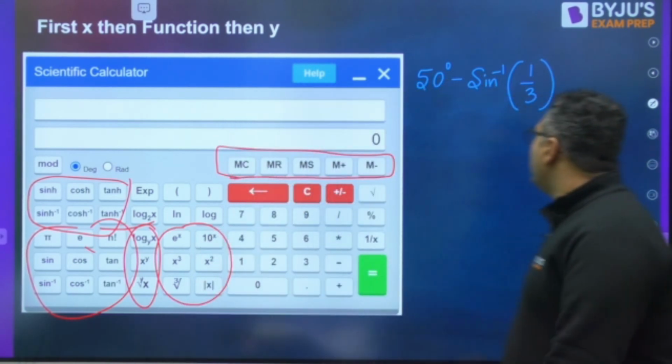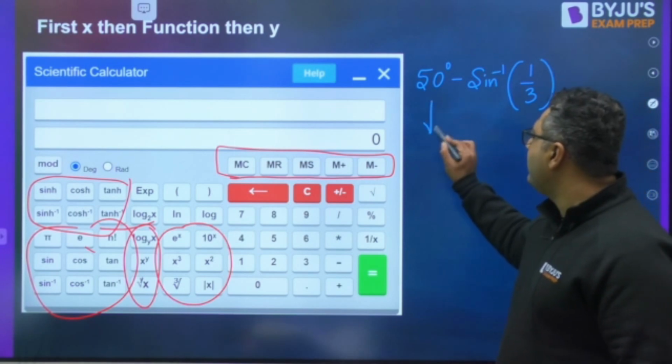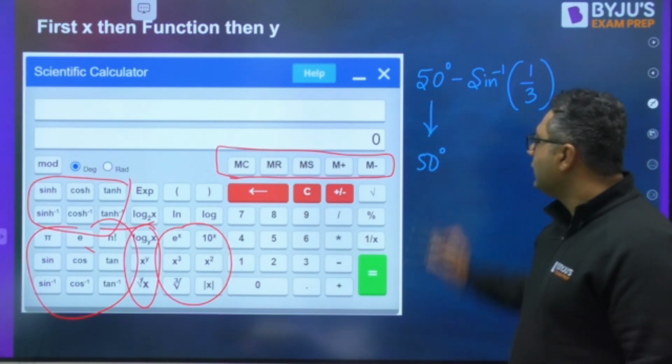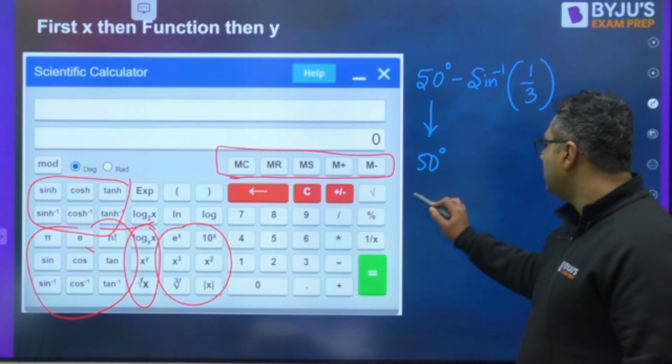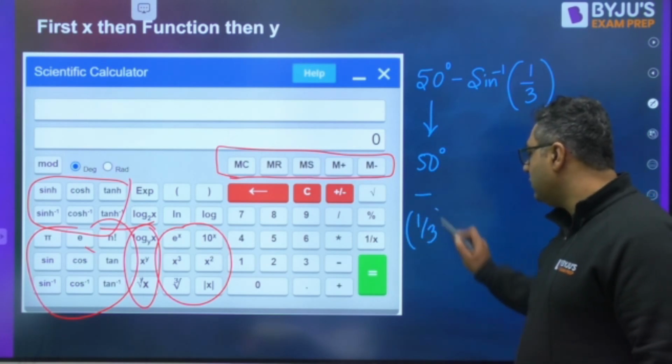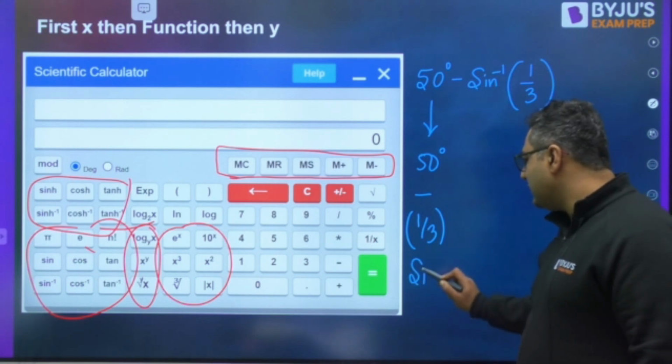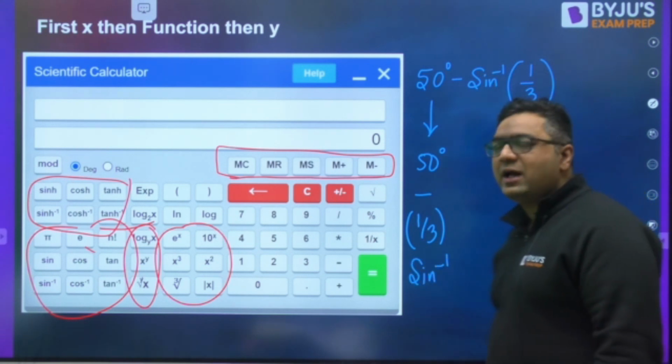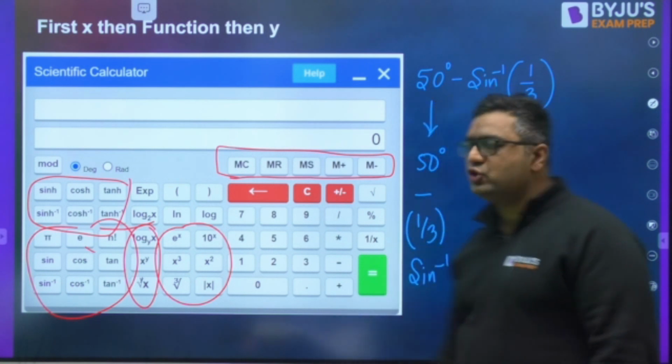So first I would be going for what? First I will write 50 degree. Then I would be going for minus. Then I would be going for the number 1 by 3 in bracket. And then I will be going for the sine inverse. This is what I would be following. I will show you now on the calculator.